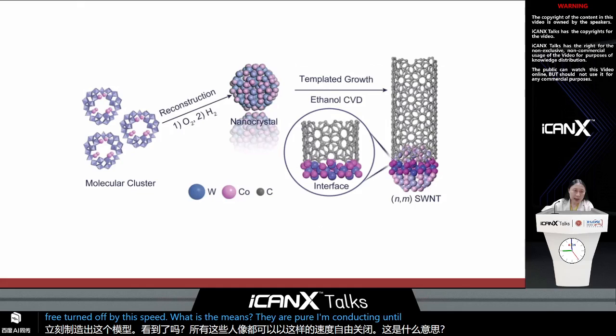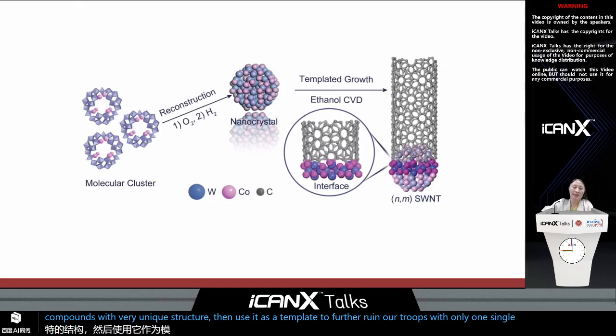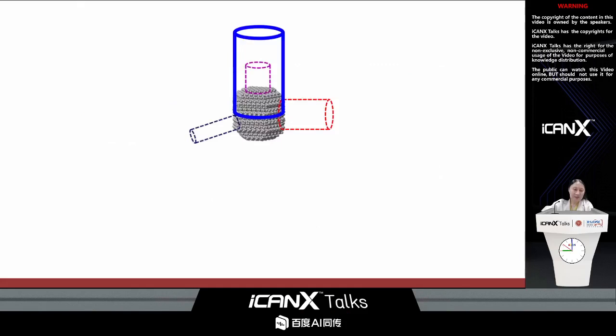Until now, it seems I have shown you quite a good story, right? We started from polyoxide clusters and used them to prepare nanocrystals of a cobalt tungsten intermetallic compound with a very unique structure, then used it as a template to grow nanotubes with only one single dominant chirality. Seems quite a good story, but there must be a bug. I think Professor Jin, who will talk later and is now also listening to my talk, already found there is a bug.